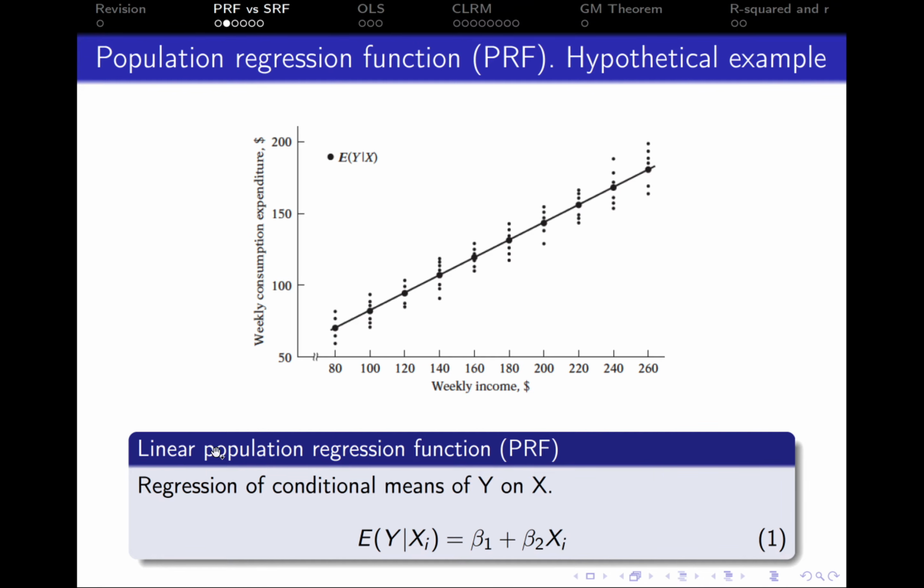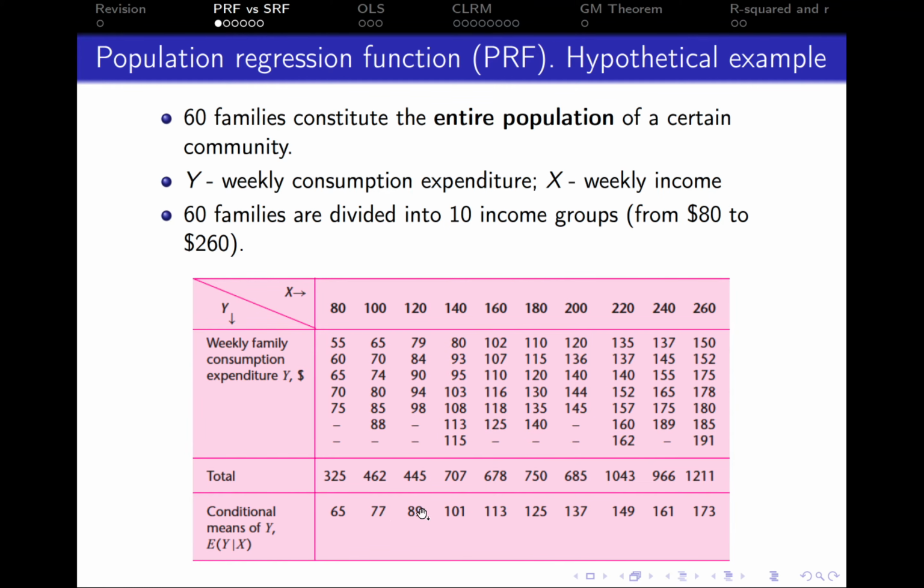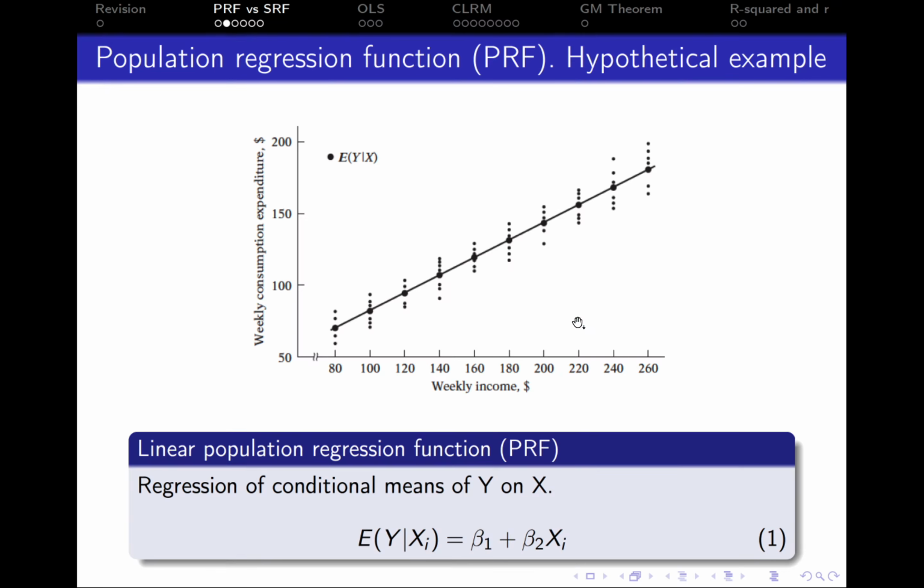And the straight line is known to be a linear population regression function, which is the regression of conditional means of Y on X. So in our case, this is the regression of 65, 77, 89, and so on and so forth on X, which is 80, 100, 120, and so on and so forth. So beta 1, this is the intercept of this function, and beta 2, this is the slope of this function or the slope of this line.